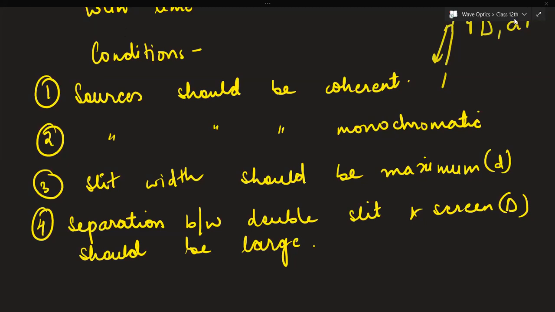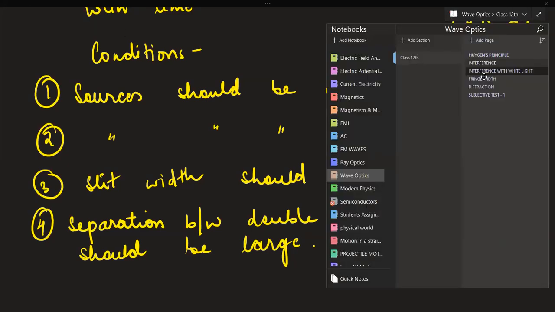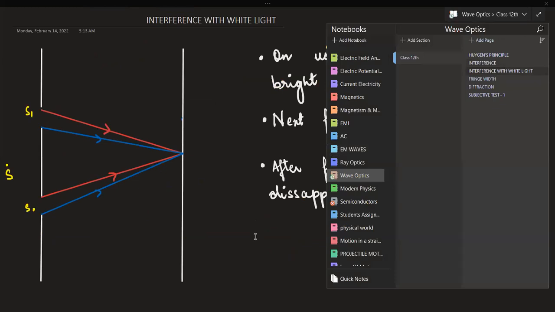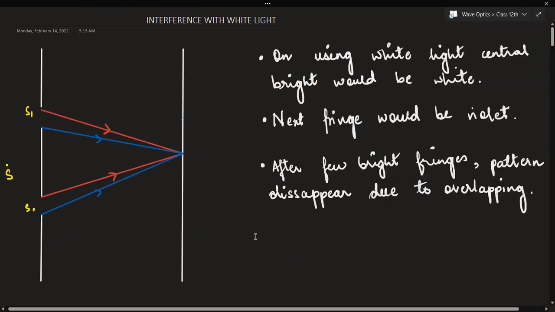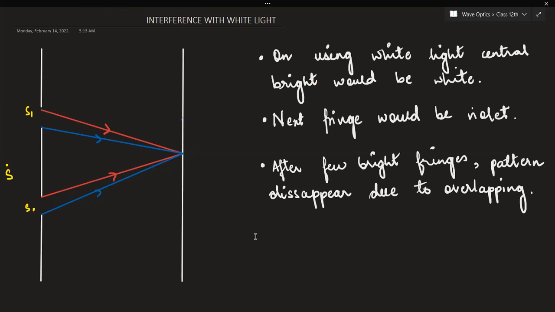All right, class. Now, see, you have one topic known as interference with white light. White light, you already know when we were doing prism, that time also we discussed that if white light is passed through a dispersive medium, then once the light passes through it, it gets spread or split into all of its 7 colors. So, the same thing will happen here also.